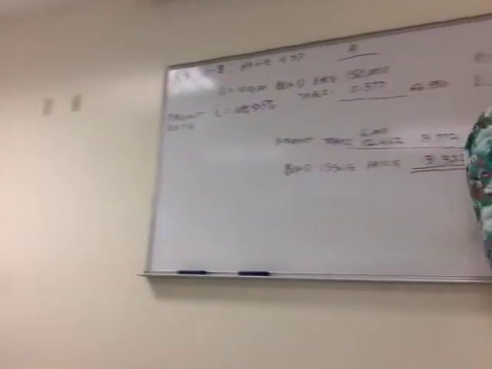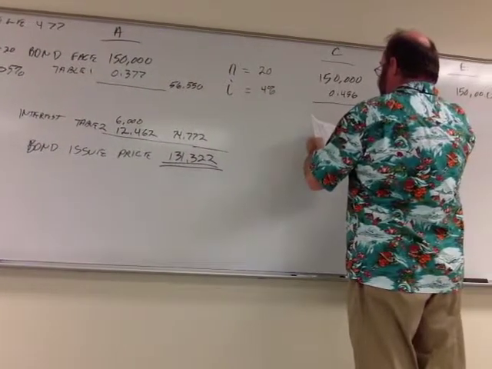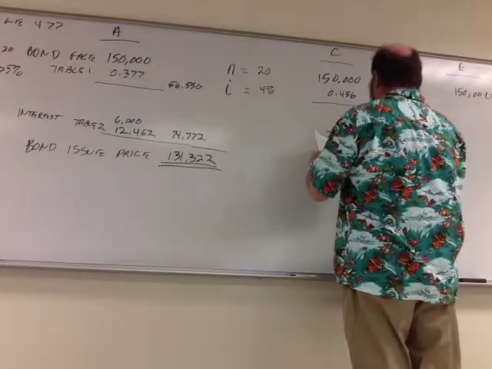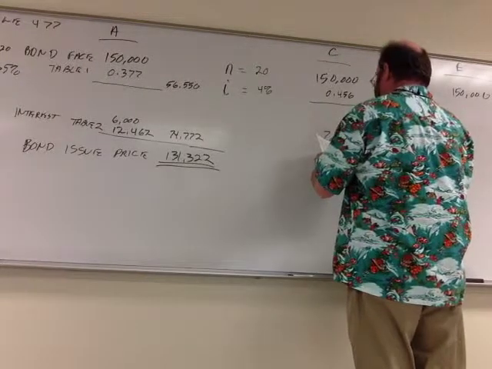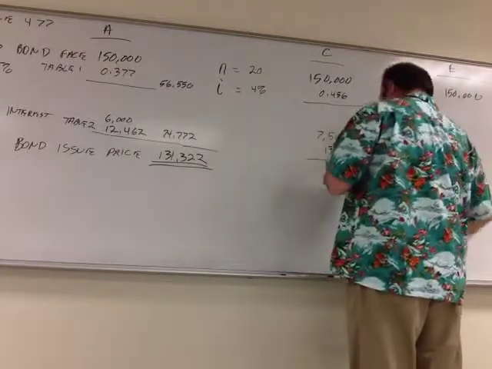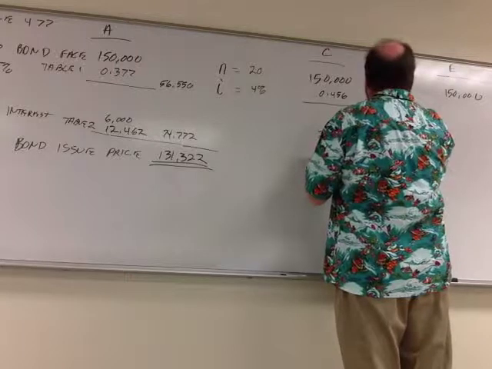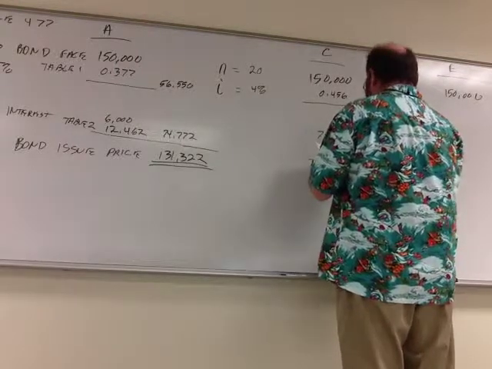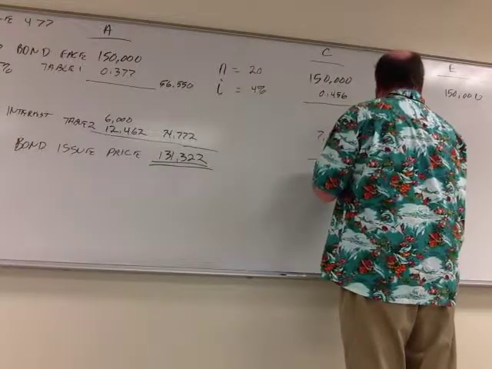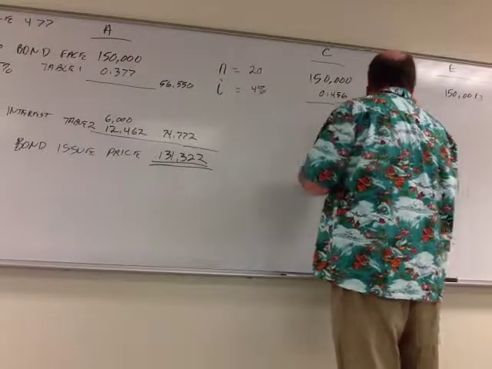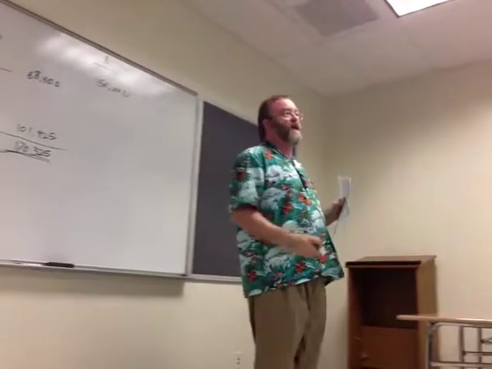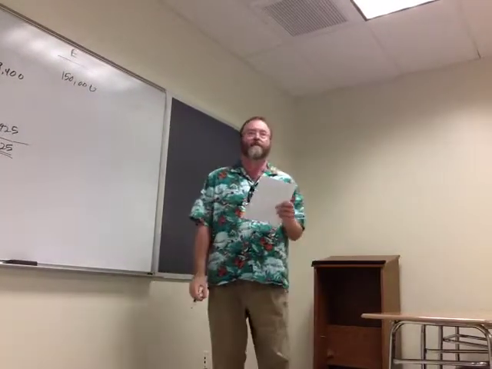If I multiply this one out, I get 14,550, and I get 112,008. I'm sorry, reading the wrong row. I get 8,400 and 101,925 for 170,325. A premium because the market only wanted 8% and you gave them 10.